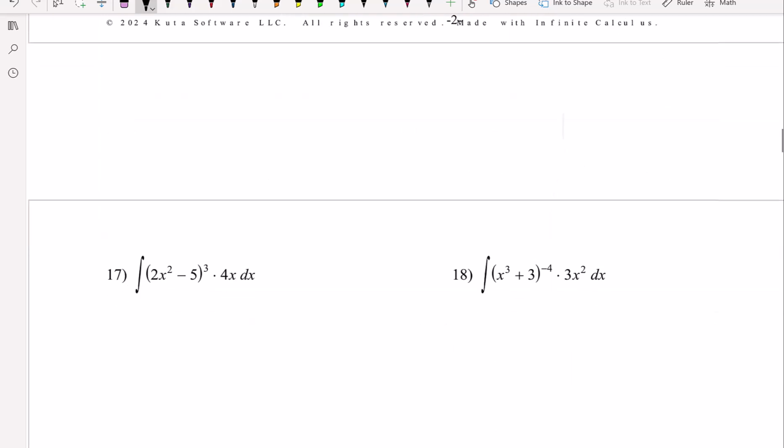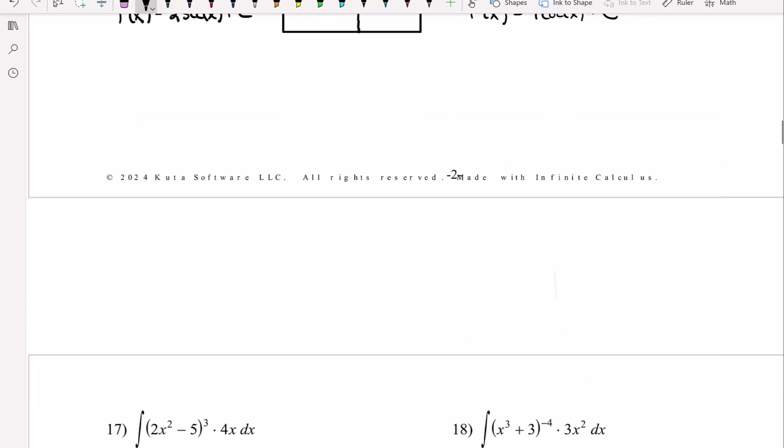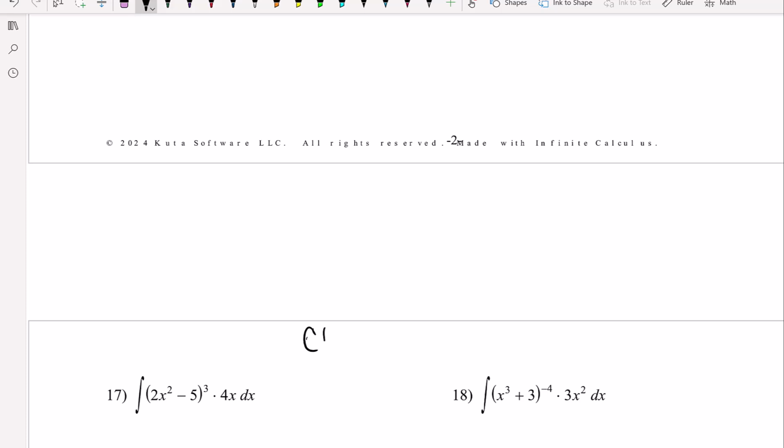I'm probably going to end this. The next one we're going to start is the chain rule, but I'll leave that for the next video. All right, that's it for integrating indefinite integrals of trig functions.